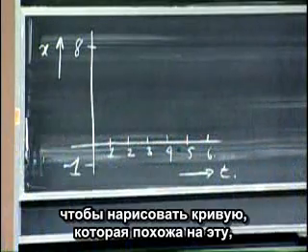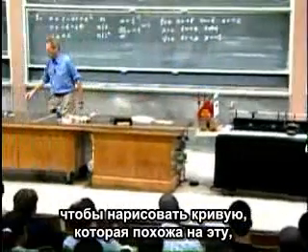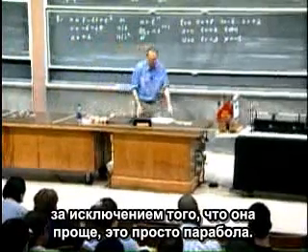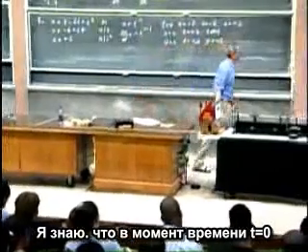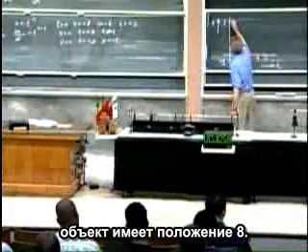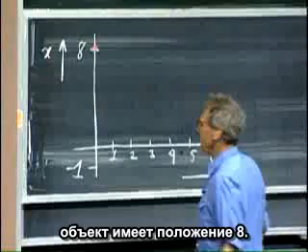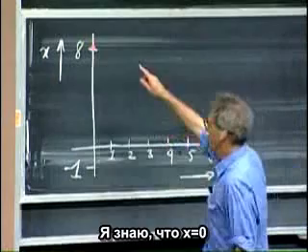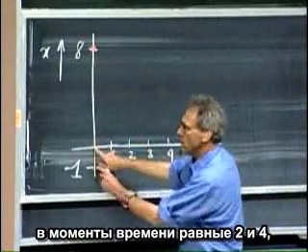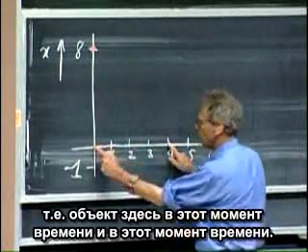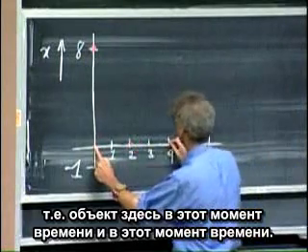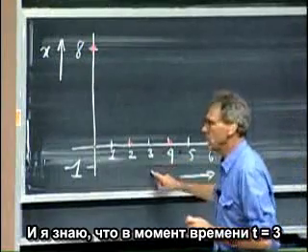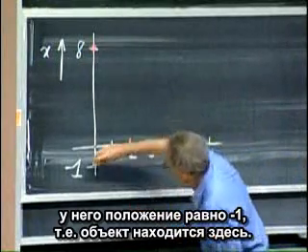Now I'm going to use this information to give you a curve which is similar to that one, except this is a simple one. This is just a parabola. I know that at time t equals 0, the object is at position 8. I know that x is 0 at time 2 and at time 4, so the object is here at this time and at this time. And I know that at time t equals 3, it is at position -1.